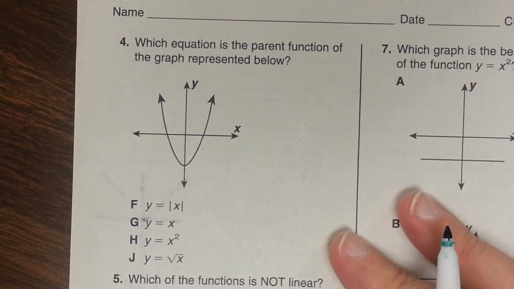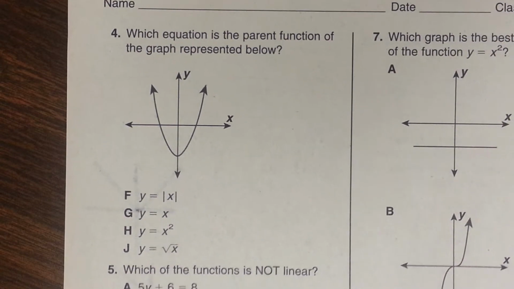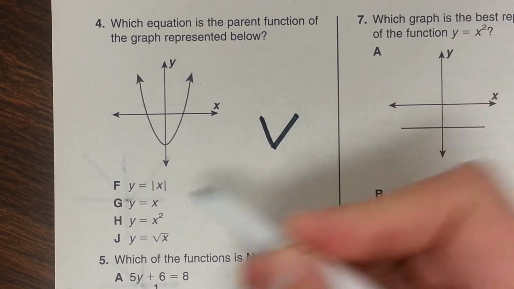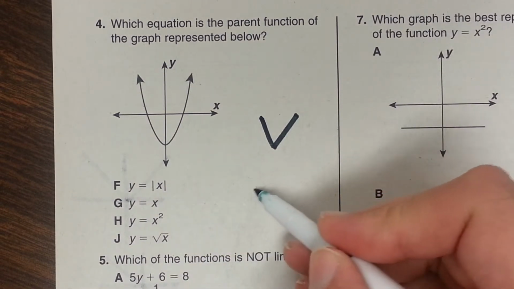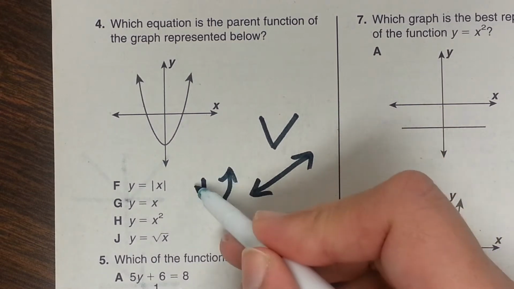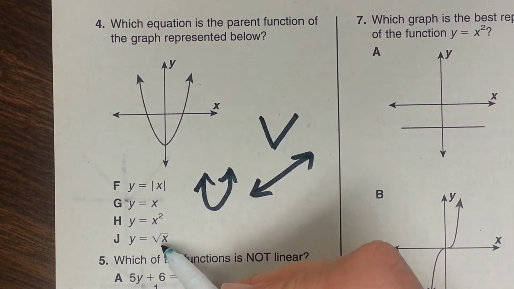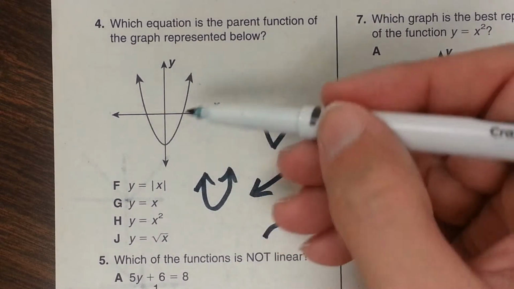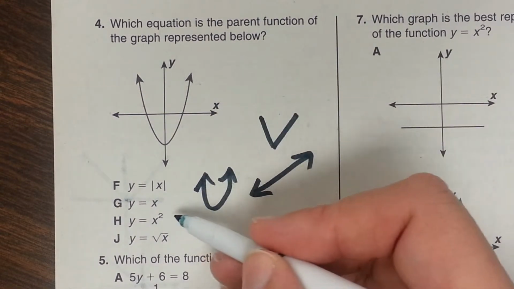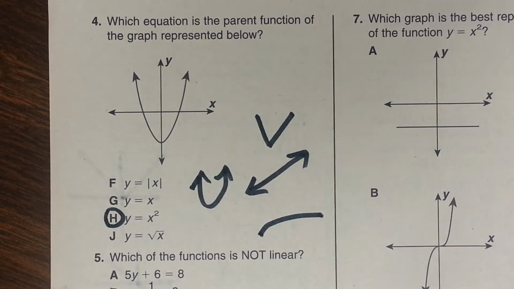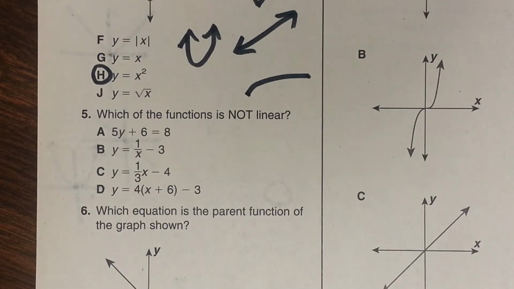For number 4, which graph is the parent function of the graph represented below? Absolute value, V shape. Y equals x, a line. Y equals x squared, a parabola. And square root of x starts and shoots off to the side. Which one looks most like our graph? The quadratic. Answer choice H.